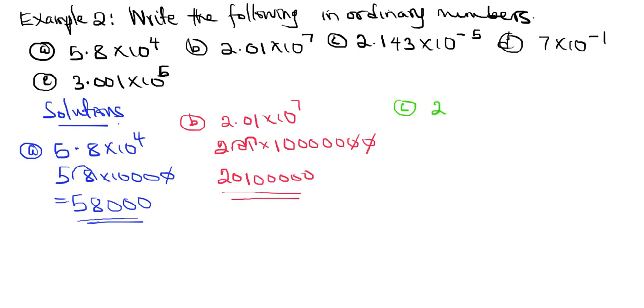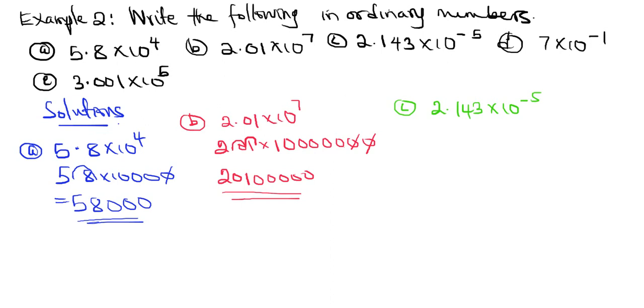Here we have 2.143 times 10 to the power minus 5. Now this, in the case of minus, is how it goes. You can see where you have your decimal point. You have moved the decimal point to the right direction. That's why you have minus. So we are going to move it back in the negative direction, and we have minus 5 here. That means you are going to move it 5 times.